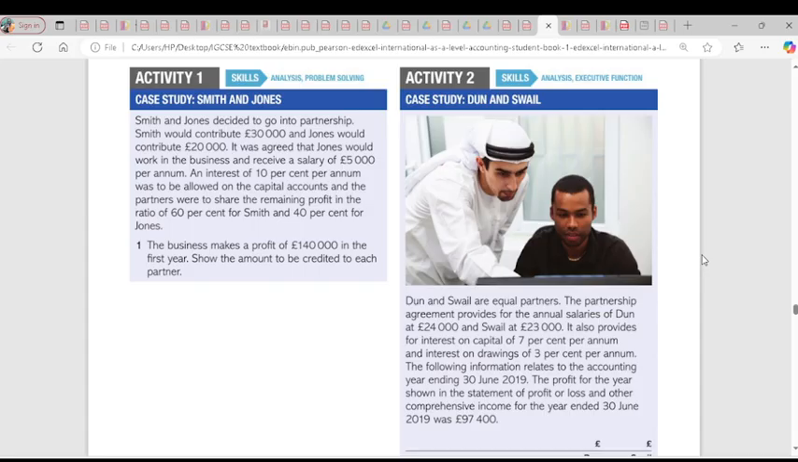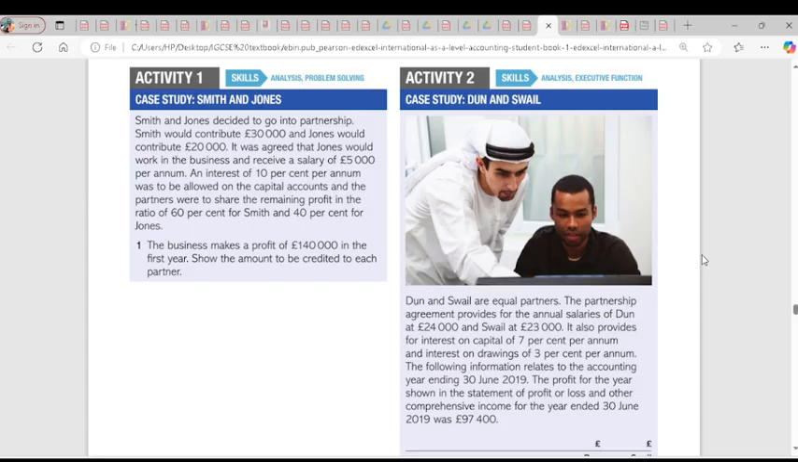An interest of 10% per annum was to be allowed on the capital accounts, and partners were to share the remaining profit in the ratio of 60% for Smith, 40% for Jones. The business makes a profit of £140,000 in the first year. So that profit is a profit before the adjustments. Okay, so what does annual mean? Yearly. So now we have to prepare the accounts.